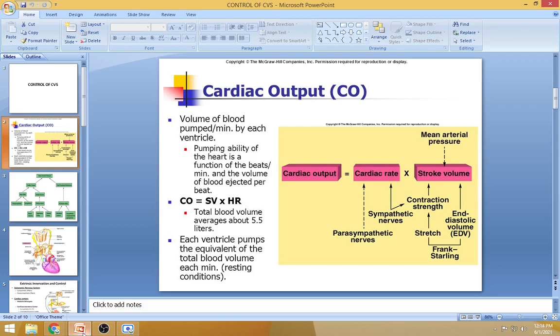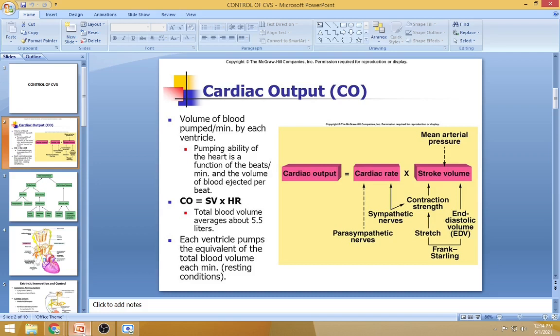And of course you have other things that control the stroke volume. One is the inherent property of the heart, which is called the Frank-Starling mechanism. The heart is something like a balloon. The more you stretch it, the more force it has to contract.